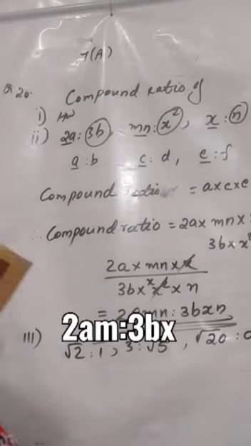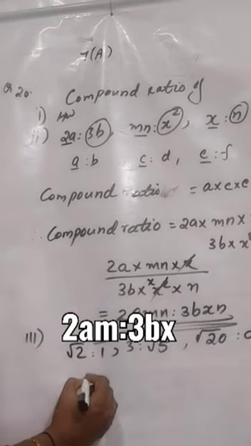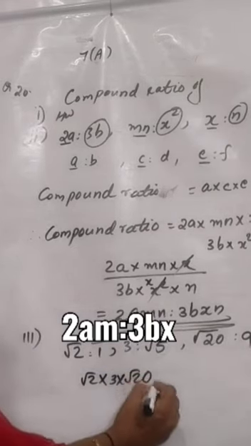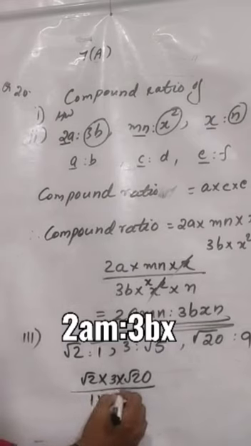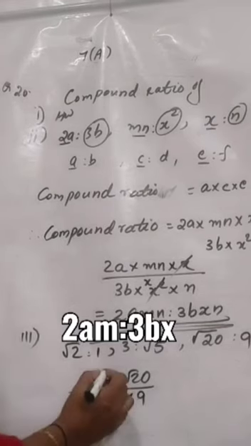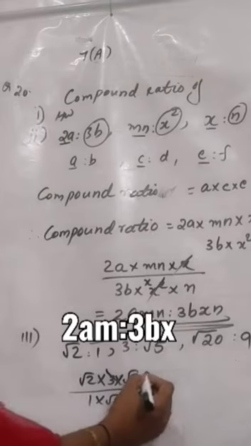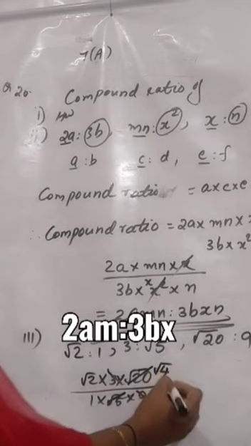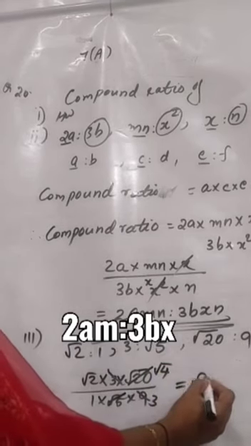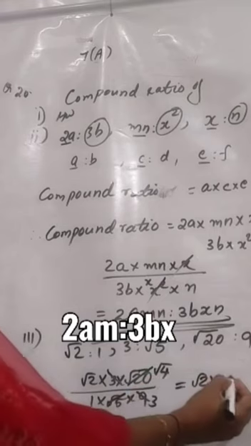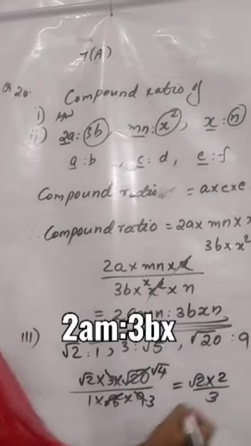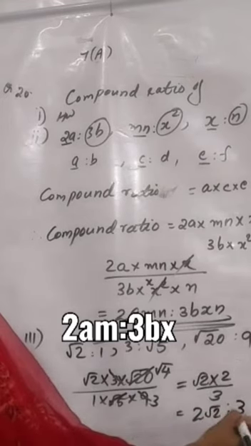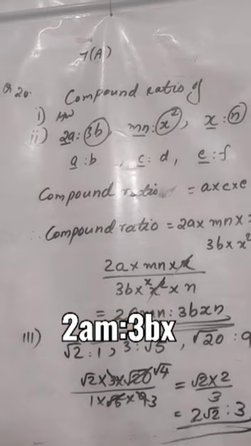How can we simplify this? The same way. The required ratio is root 2 into 3 into root 20 divided by 1 into root 5 into 9. 3 and 9 can be cancelled. Root 5 and root 20: root 5 into root 4 gives root 20. So this is root 2 into root 4, which is 2, divided by 3. Or you can write in ratio form as 2 root 2 is to 3. This is the required ratio.